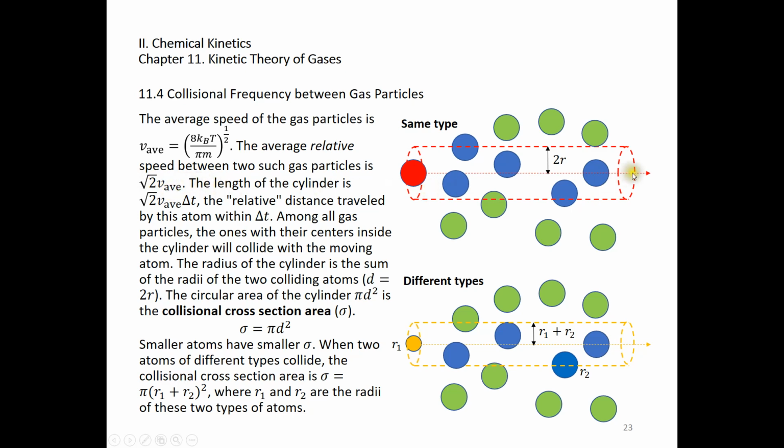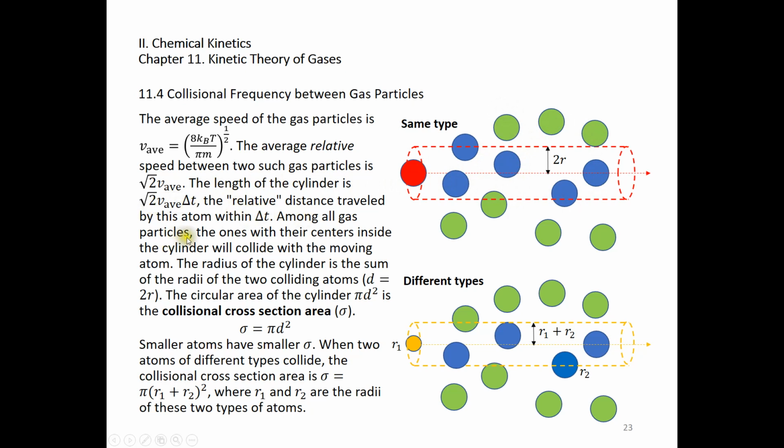The length of the cylinder within time delta t is therefore the square root of 2 times the average speed times delta t. From here to here, that's the length of the cylinder. That's also the distance this red sphere is about to travel within time delta t. It's not just the speed of this red sphere, it's the relative speed relative to the other particles. So we need to have a correction here: the square root of 2.